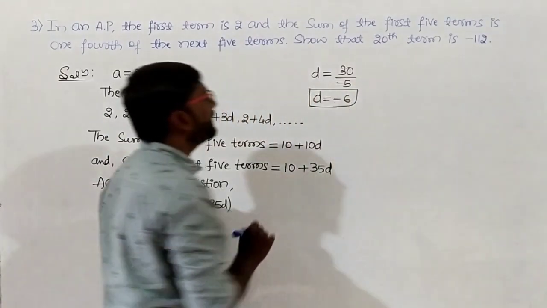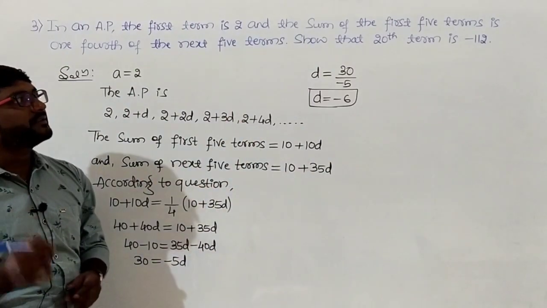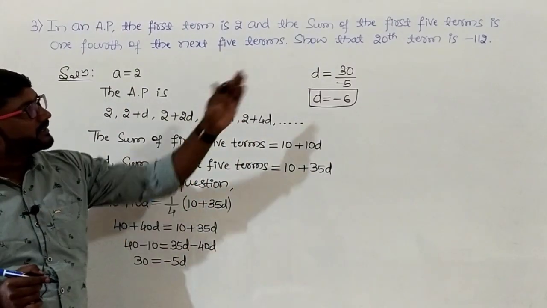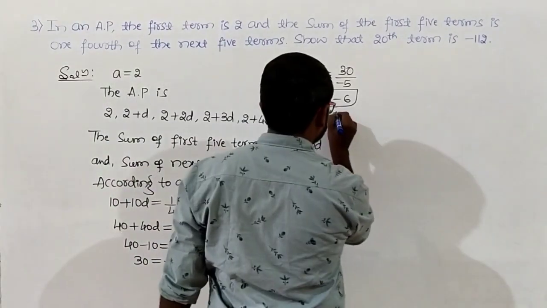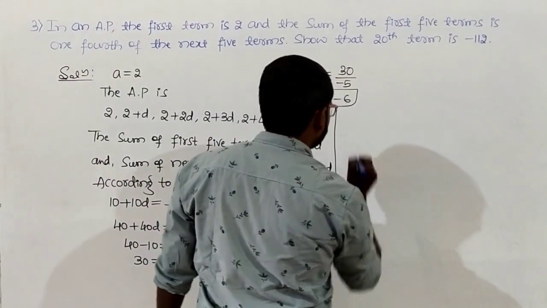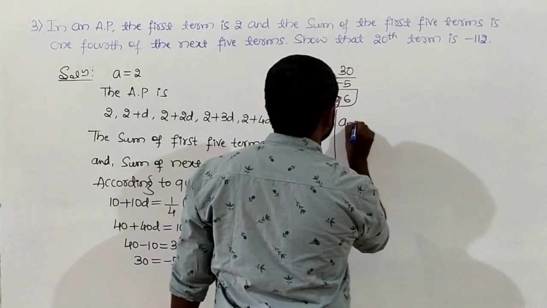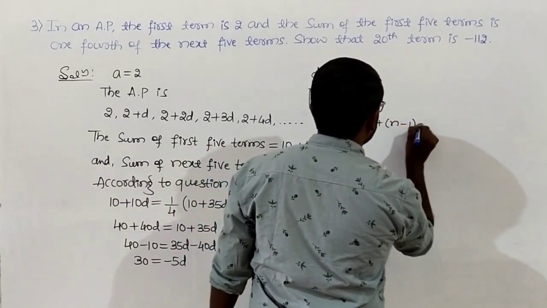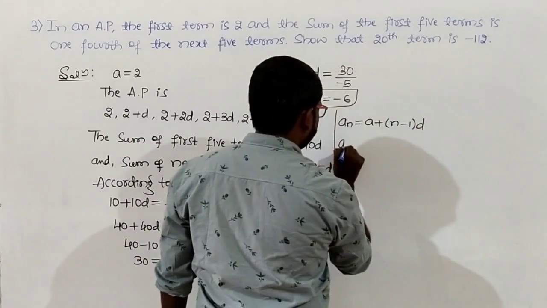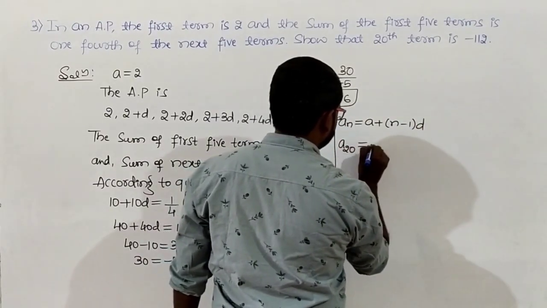Next, see what they have said here. Show that the 20th term is minus 112. That means the value of n is given, it is 20. So see here, an equals a plus n minus 1 into d. What we need here is a20, so in place of n I write 20.